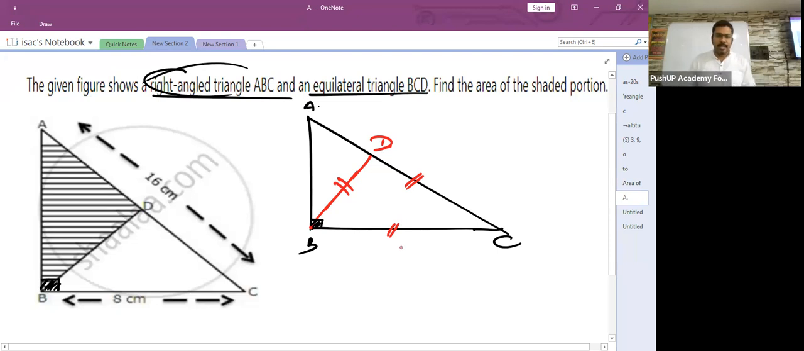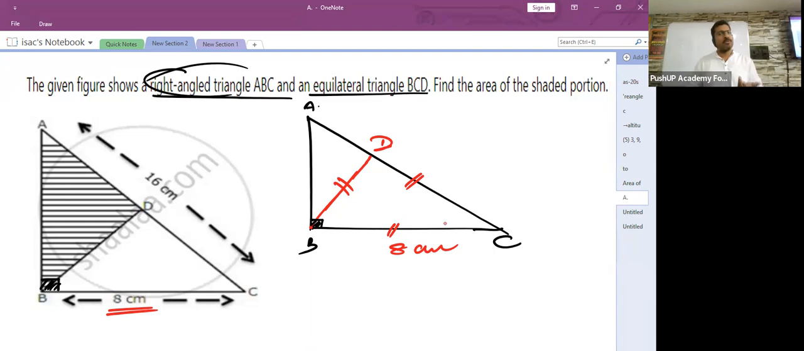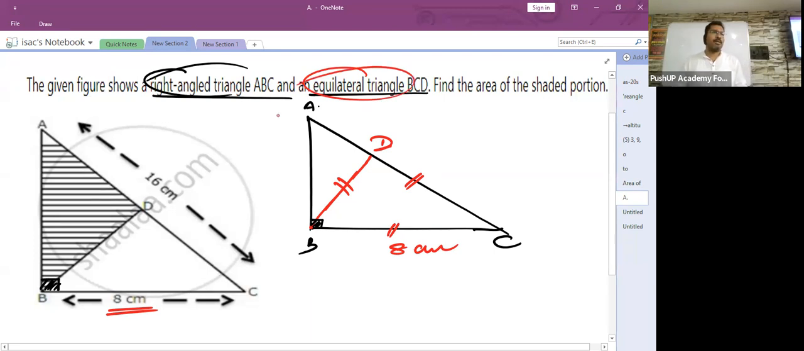Now children, in that case, they have already mentioned how much is BC? 8 centimeters. So it's a fact that the remaining two sides of triangle BCD should also be what? 8 centimeter each. Why? Because BCD is an equilateral triangle, right? So CD is equal to 8 centimeter and even BD is equal to what? 8 centimeter.